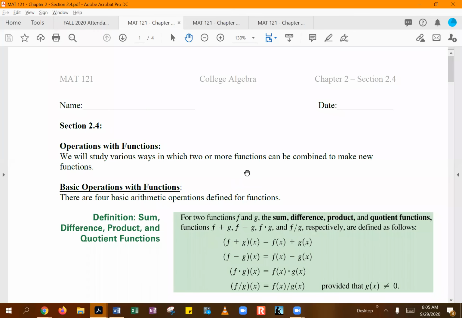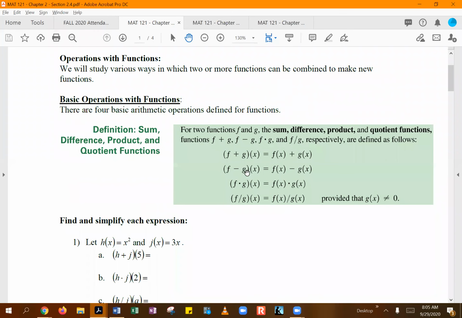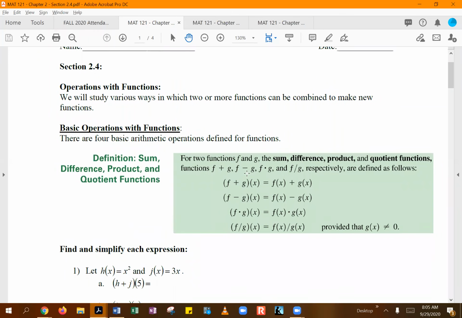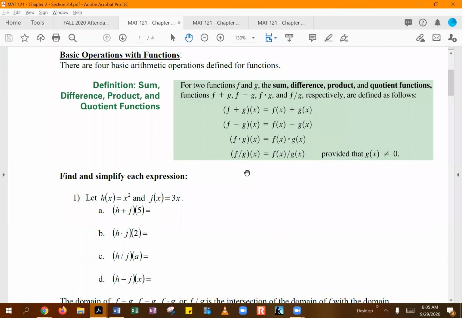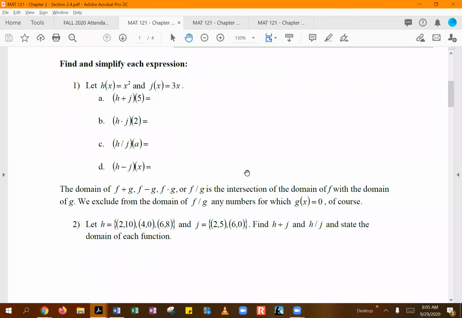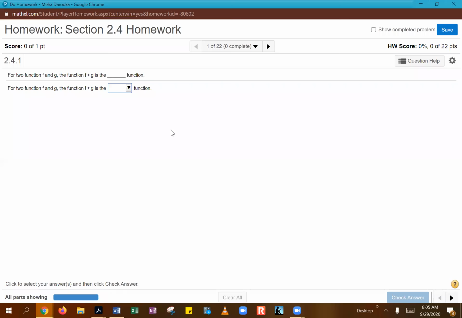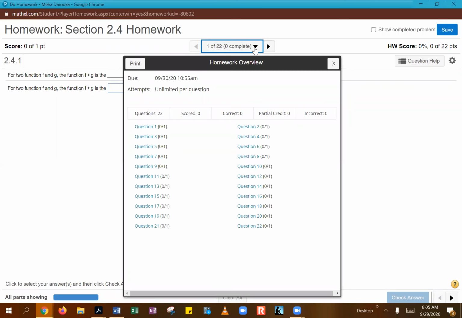So we had just started talking about 2.4. Last time we had looked at different types of examples on how to do these addition, subtraction, multiplication, division. And then we had briefly talked about how to work with the domain of these functions. So I wanted to look at just a few more examples from 2.4.